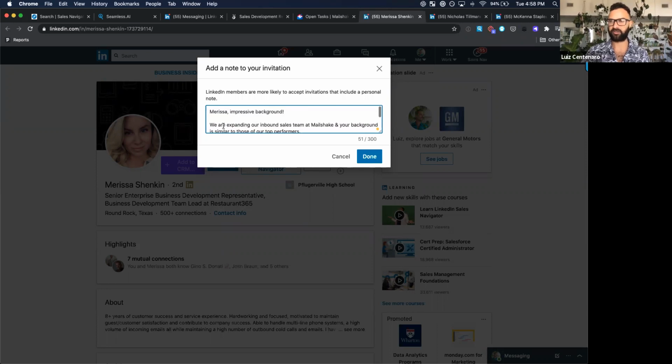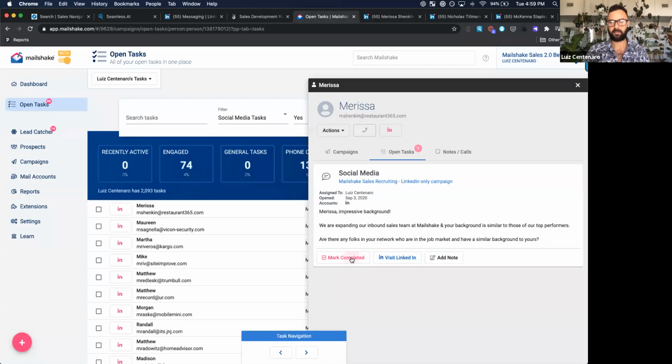Some of this is borrowed from the Sales Acceleration Formula. And also our founder, Sujan Patel, has hired hundreds of people and helped out a lot with this strategy as well. So it continues to evolve, which is super exciting. "Marissa, impressive background. We're expanding our inbound sales team at Mailshake, and your background is similar to those of top performers. Are there any folks in your network who are in the job market and have a similar background to yours?" Sent. So now I can mark this as complete, and I can jump onto the next task.